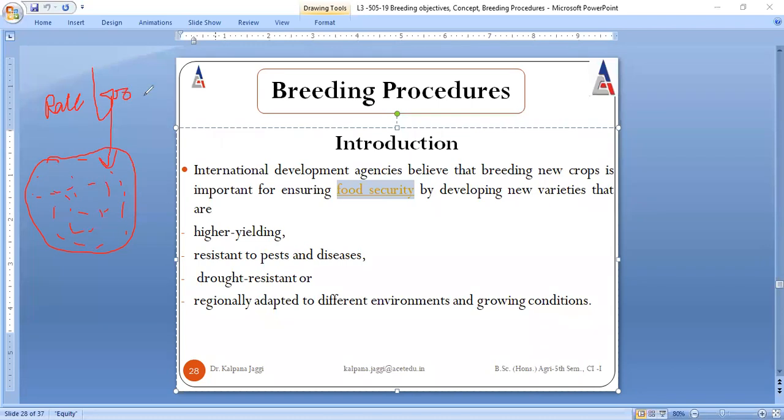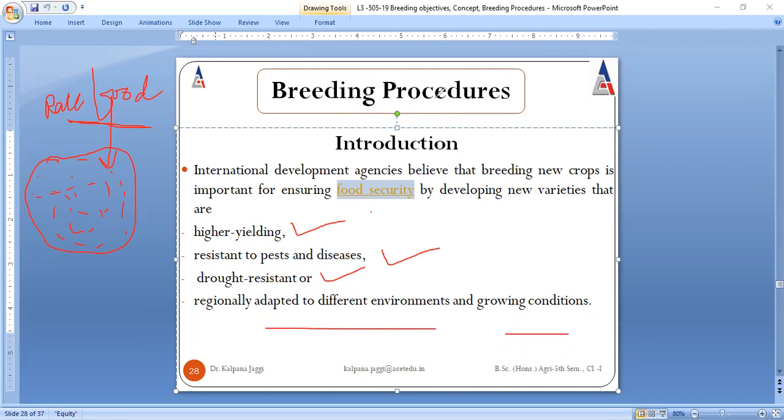And if we follow the breeding procedures, then we can strengthen the production of food. That means we can ensure food security, because as a result of breeding procedures, we are going to have varieties that are higher yielding, resistant to pest and disease, drought resistant, and adaptable to different environments and growing conditions.